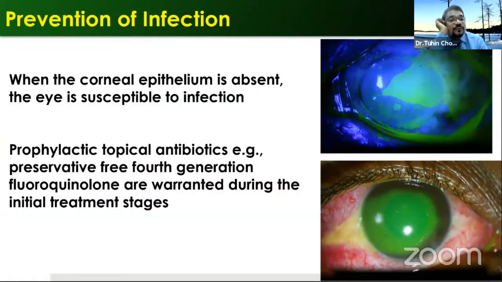Prevention of infections. When the corneal epithelium is absent, the eye is more susceptible to infections. So in those cases, you have to use topical antibiotics, which should be preservative-free, fourth generation fluoroquinolone, during the initial treatment stages. Preservative-free antibiotics are preferable because they help epithelial healing.